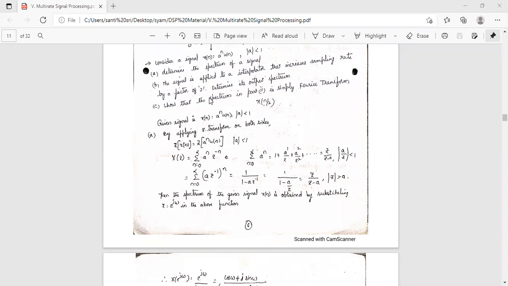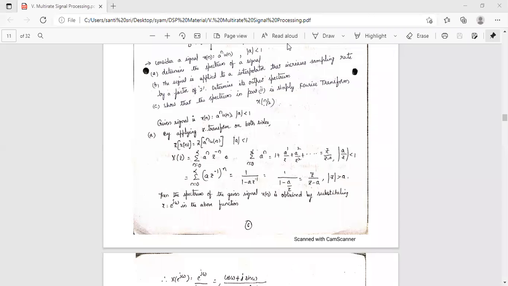And the second bit is, the signal is applied to an interpolator that increases the sampling rate by a factor 2. So determine its output spectrum. And then the third bit is, show that the spectrum in part 2 is simply the Fourier transform of x of n by 2. Okay. So what is the given signal?